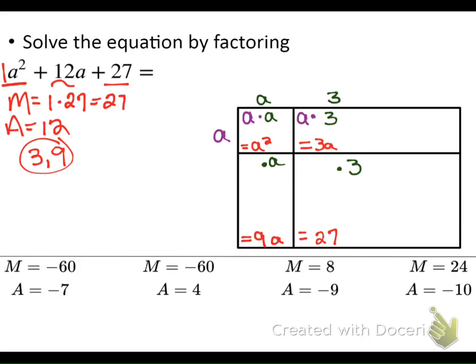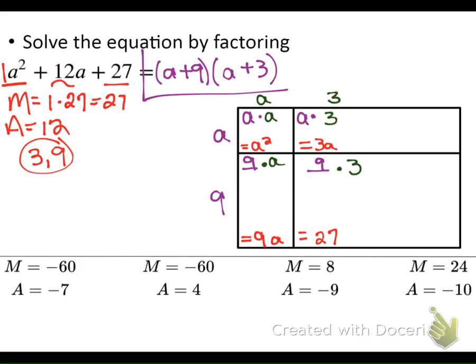Then I come down to the bottom and I think, what times a will get me to 9a? Well, 9 will. Will 9 times 3 get me to 27? Yes, it will. So 9 is the height of my bottom row. And then I write in my final answer. So you can write in 1a, or you can just simply write in a plus 9 times a plus 3 and box it.